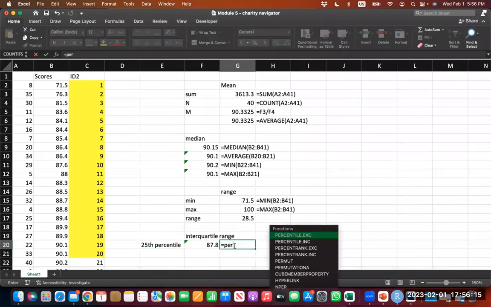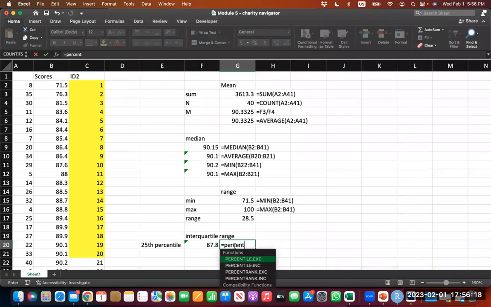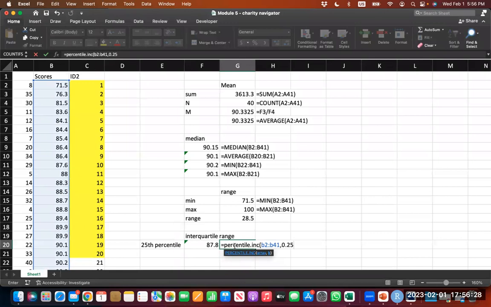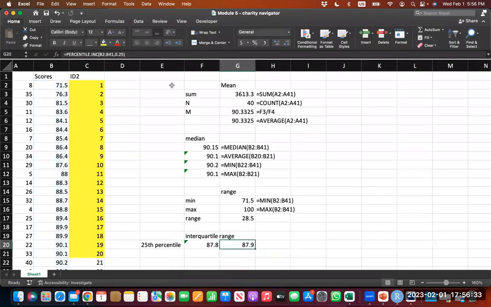So we had the percentile function. It comes to the same end. Percentile.inc is B2 to B41, comma 0.25 for the 0.25 fraction. Oh no, it's actually exclusive. That works around it. Okay, so basically it determines the same range. So you have 87.8 as being the median of the lower 50%.